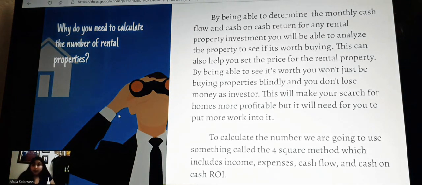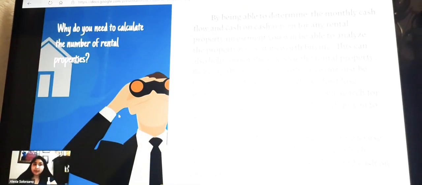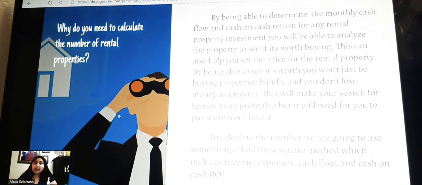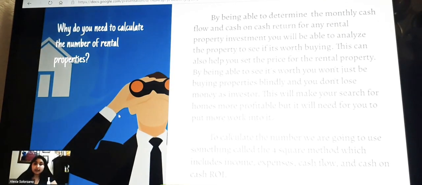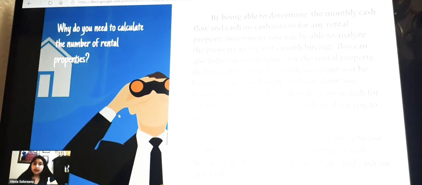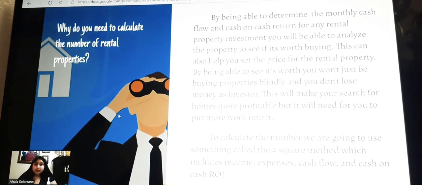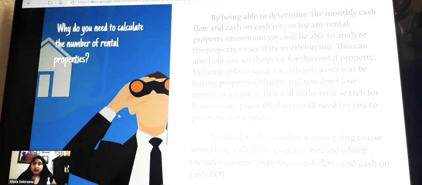First, you need to know why you need to calculate the numbers of a rental property. By being able to determine the monthly cash flow and the cash-on-cash return for any rental property investment, you'll be able to analyze a property to see if it's worth buying. This can also help you set the price for your rental property. By being able to see its worth, you won't be buying the property blindly and you don't lose money as an investor. This will make your search for homes more profitable, but it will need a little more work of you.